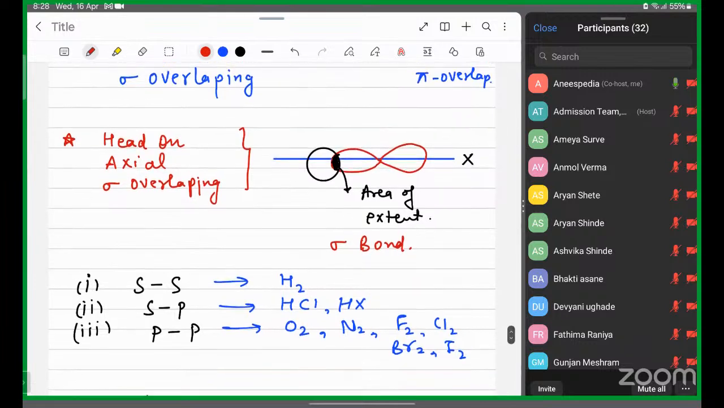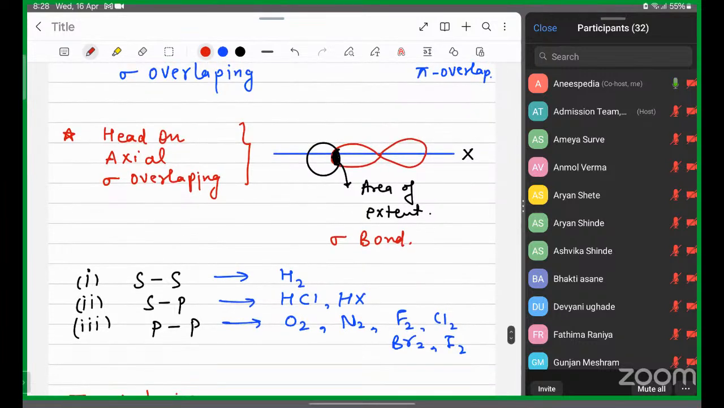There are two types of overlapping, sigma overlapping and pi overlapping. Sigma overlapping is a type of overlapping in which orbitals of the atoms overlap on a single axis, and this axis is known as the internuclear axis. In this type of overlapping, a sigma bond is formed. The area of extent in this overlapping is way greater than the other overlapping which happens in a pi bond. So the strength of sigma bond is greater due to the area of extent.